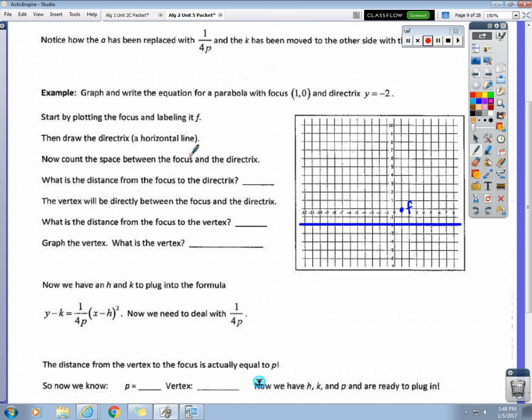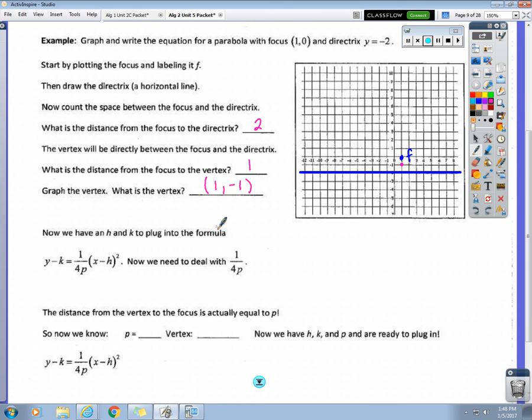Okay, so what is the distance from the focus to the directrix? How many units is that? 2. The vertex will be directly between the focus and the directrix. So wouldn't the vertex have to be right here? And what is the distance from the focus to the vertex? 1 unit. What is the vertex? (1, -1), right? Because to get to it, you have to go right 1, down 1. So the coordinates of the vertex are (1, -1).